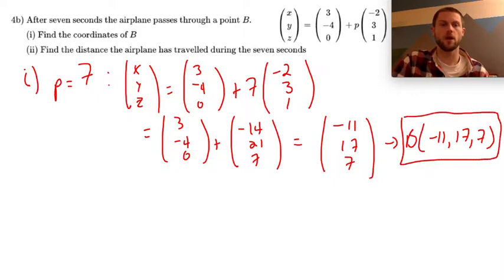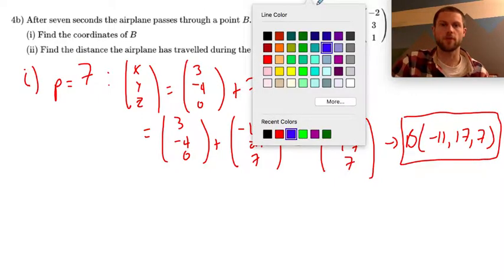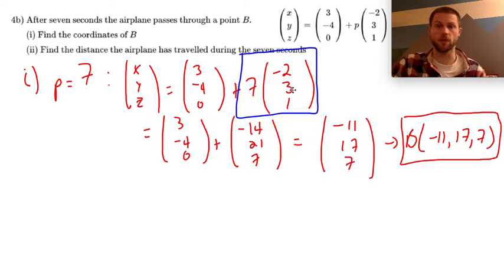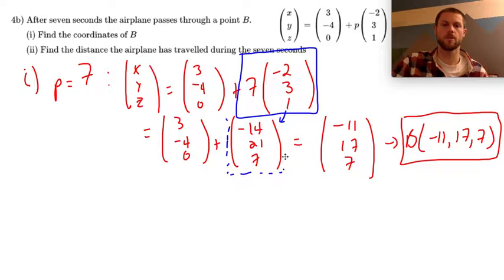For number 2, I need to find the distance that the airplane has traveled in those 7 seconds. So there's a couple different ways you could do this. You could take the coordinate B and subtract coordinate A and find the magnitude. But if you think about what we did right here, I multiplied 7 seconds times the velocity vector. So this vector right here actually is the distance, or the displacement vector, after 7 seconds. So really, if I just take the magnitude of this, that'll get me the distance the airplane has traveled in those 7 seconds.